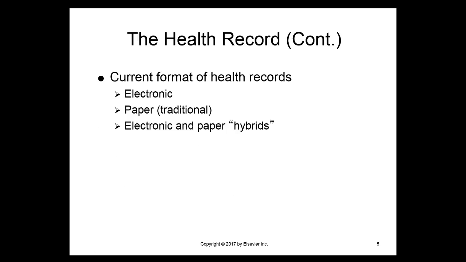There are many different forms that health records take. Some are completely electronic, some are completely paper, and then some are hybrid. Some documents are electronic and some documents are paper. Most providers are transitioning to an electronic health record. There have been some federal incentives for providers that see patients that have Medicare, Medicaid, and they have been incentivized to make the transition to an electronic health record.